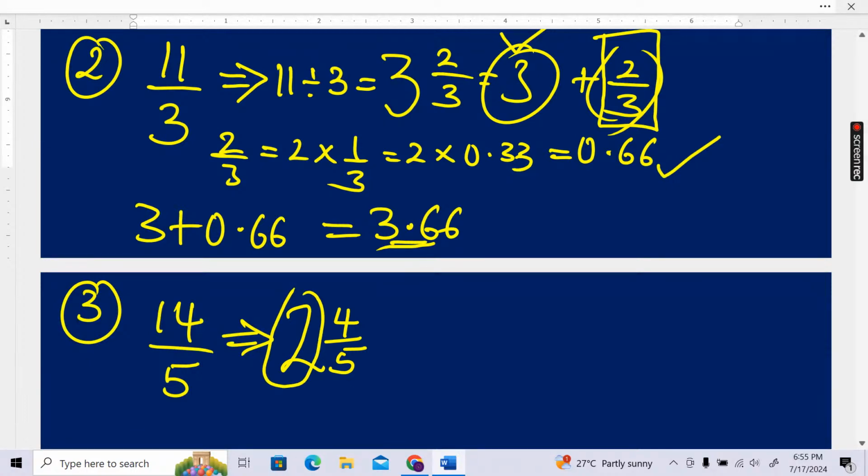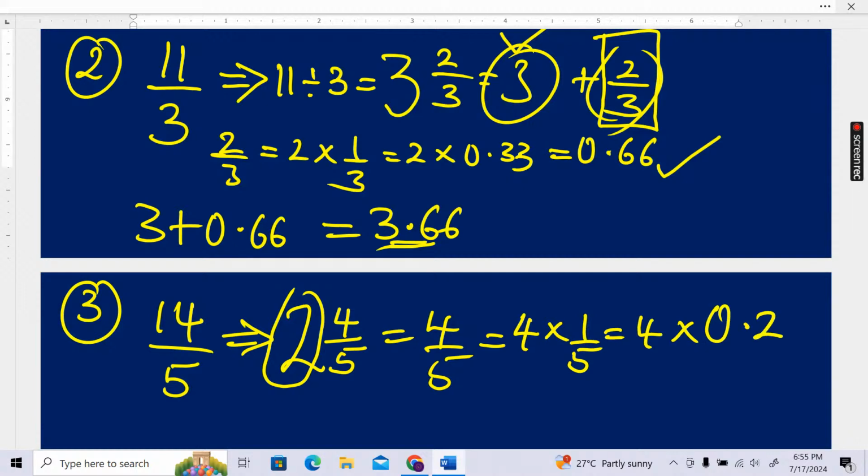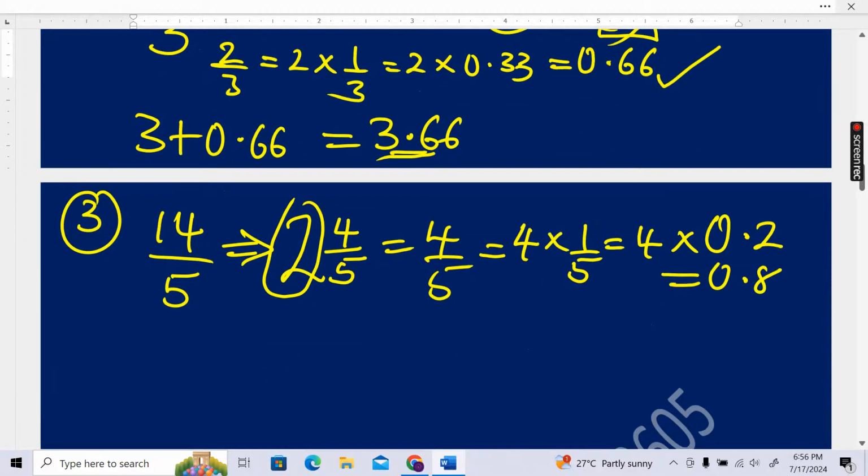So we have the 2 whole number. Let's keep it aside. So what does 4 over 5 mean? 4 over 5 means 4 times 1 over 5. So that will be 4 times 1 over 5, and in decimal 1 over 5 means 0.2. So what is 4 times 0.2? That's 0.8. So we've been able to deal with 4 over 5. It means 4 over 5 is 0.8. So what happens to the whole number 2? That will be 2 plus 0.8, and that's equal to 2.8.